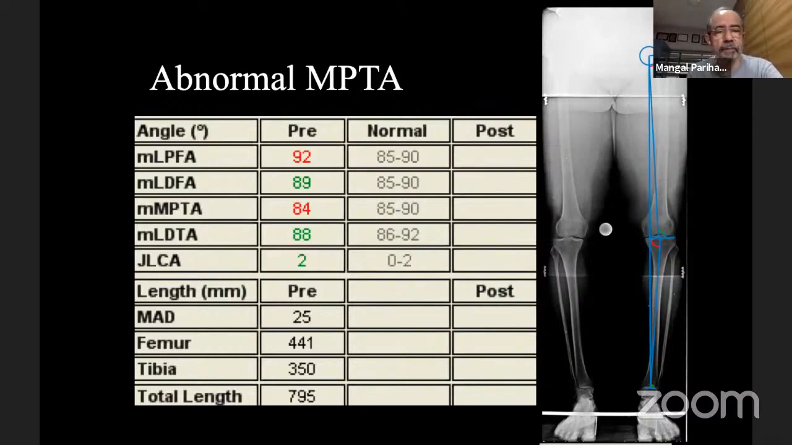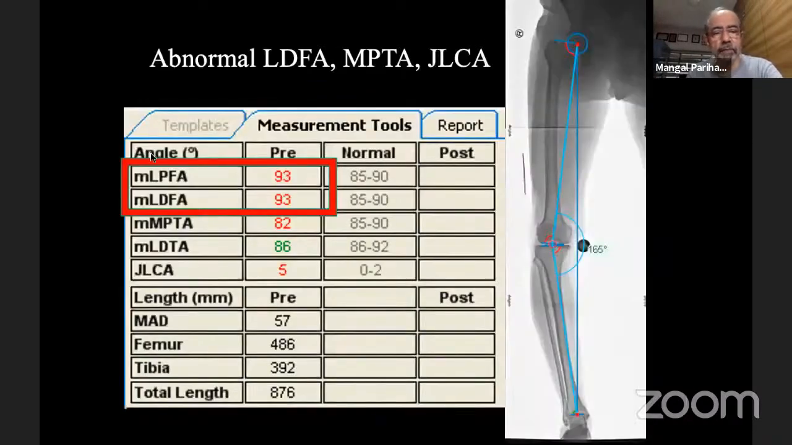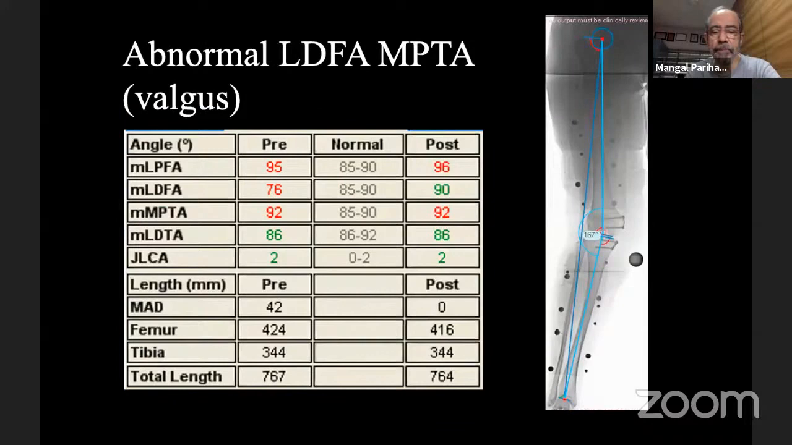Now, a patient like this with an abnormal LDFA and an abnormal MPTA will not necessarily benefit from only an HTO. They do benefit, but the long-term results may be a little suspect. So with the knowledge that we have now, for this kind of patient, I would consider a double osteotomy. This is not varus, this is valgus, but valgus in younger patients also gives rise to a cosmetic deformity. In older patients, it gives rise to osteoarthritis.